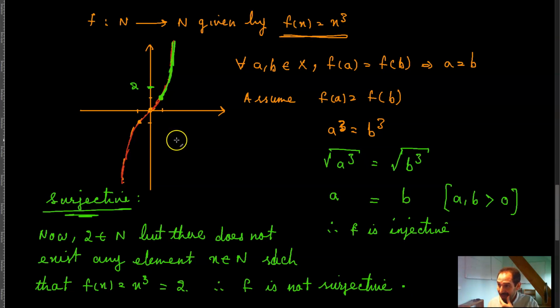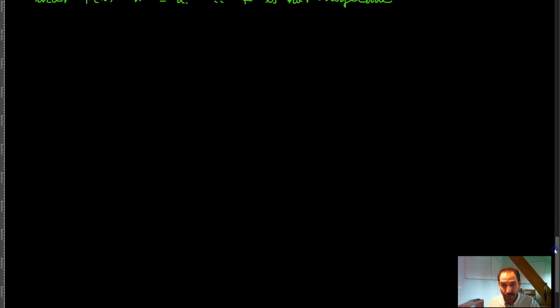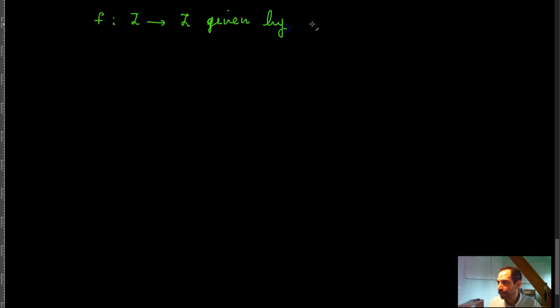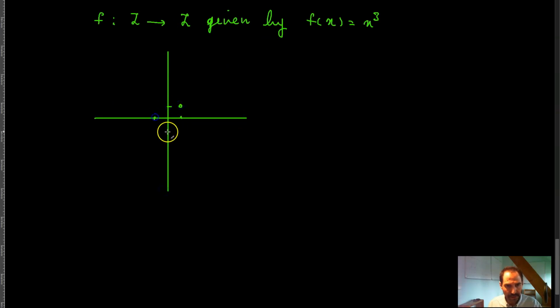So let's do the fifth part of this question as well. The fifth part of this question is f is a function from Z to Z given by f of x is equal to x cubed, right? Now we have the same function. So you have 1, 1, and negative 1, negative 1, and so on and so forth.